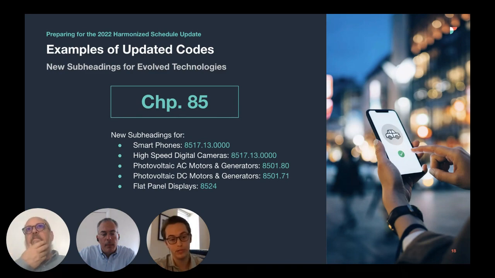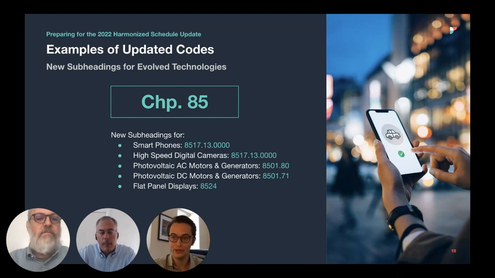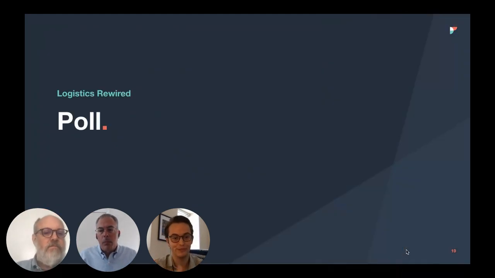8524. And as we know, when applying the GRIs, that will take precedence over any provision for a parts or part provision, so a part thereof. So unless there's something else about it, or it's part of like a subassembly, flat panel displays will now be blissfully and mercifully classified under a single heading of 8524. So with that, those are some of the great examples here.